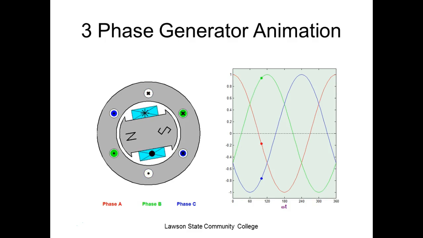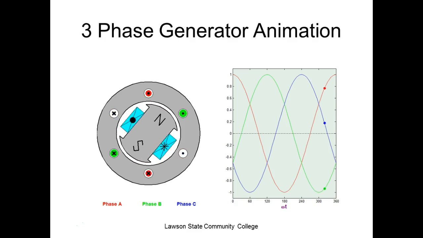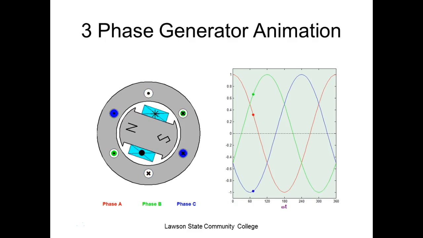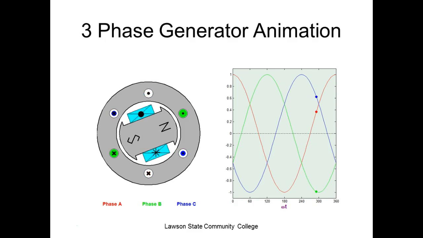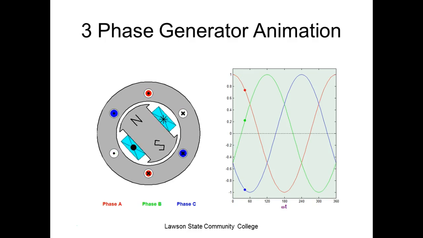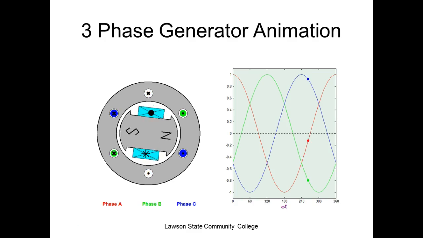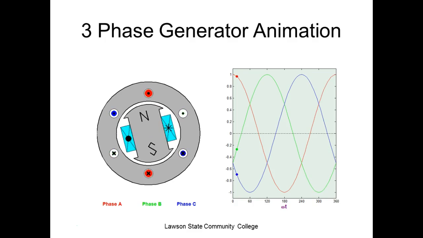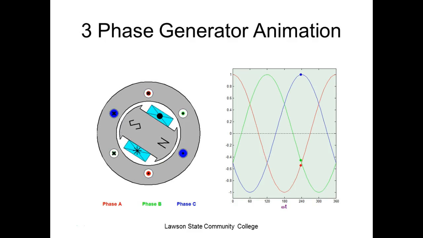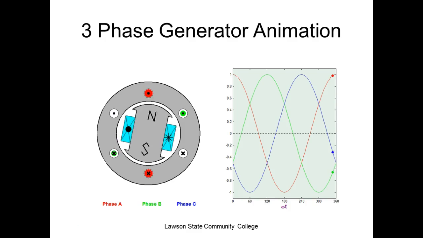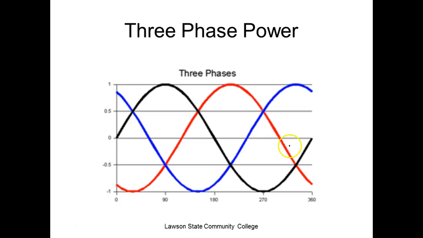So this is the way 3-phase would be generated. We basically have a generator that has these coils that are placed 120 electrical degrees apart, and so we have 3-phase there. And the motors that we're going to run are 3-phase motors. So we need to understand some things about this. And the big advantage of a 3-phase motor is it's more efficient than a single-phase motor.